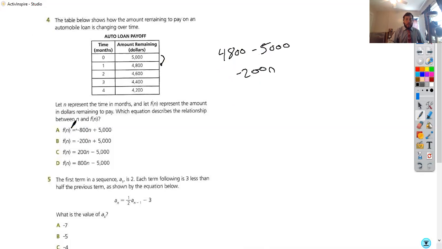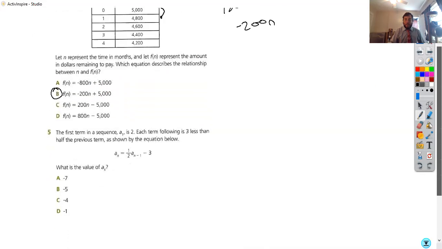If we're looking at our different choices here, choice B is the only one that has negative 200 attached to the variable. So this shows that each month, you're paying 200 off of that original 5,000. So choice B is our answer there.